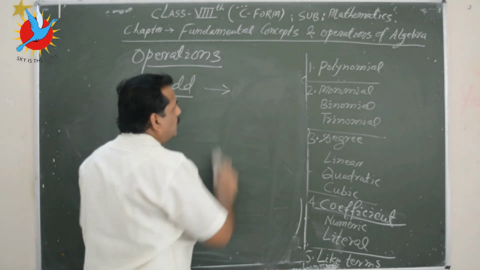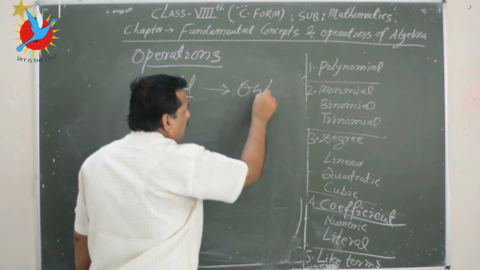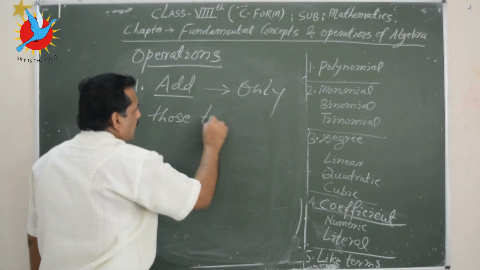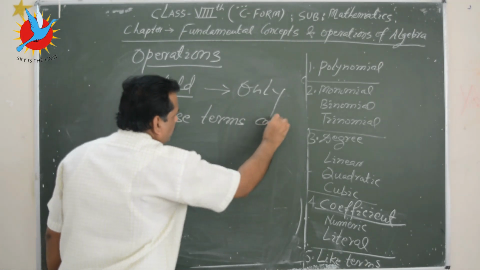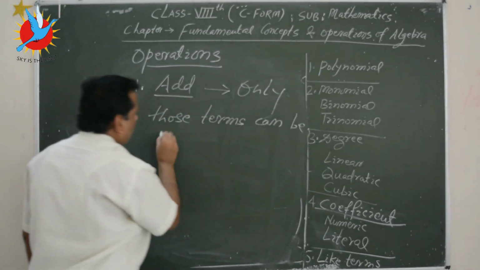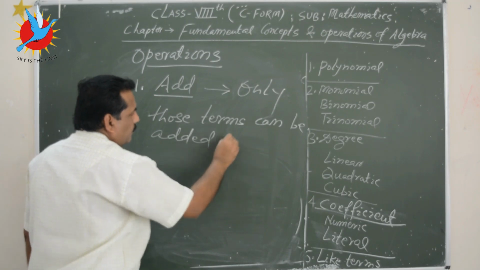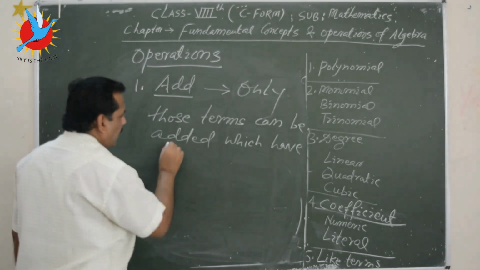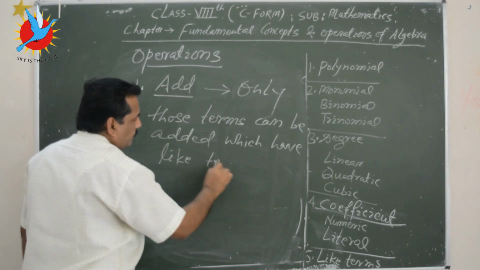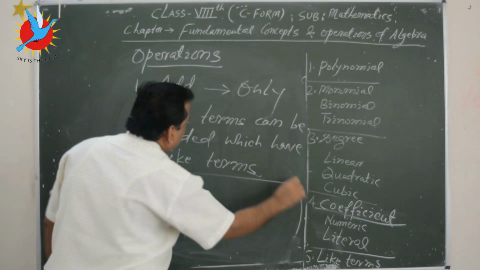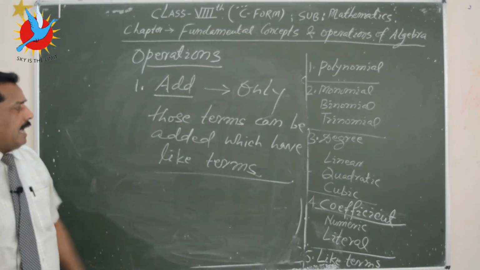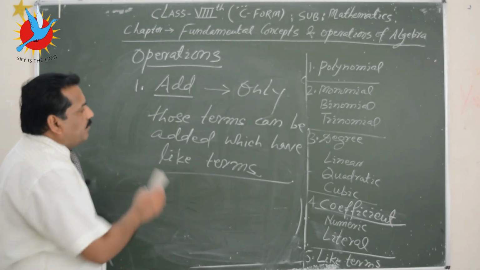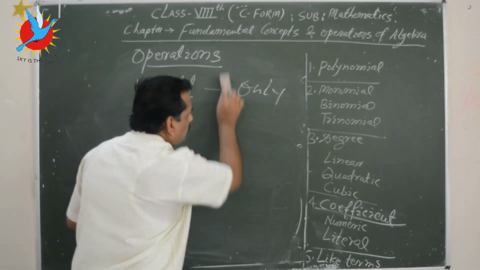I am writing the concept here: only those terms can be added which are like terms. So we have to keep it in our mind that only like terms can be added. So let us take some examples of how to add.